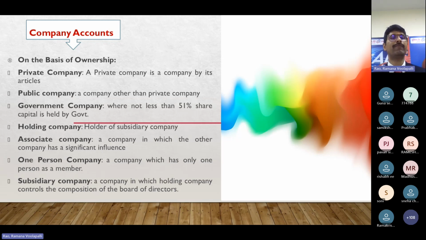The question may be confusing, as it can float between a subsidiary company and an associate company. Associate company: a company in which the other company has significant influence. Subsidiary company: a company in which the holding company controls the composition of the board of directors. If the board of directors is also controlled by another company, then it is called a subsidiary company.